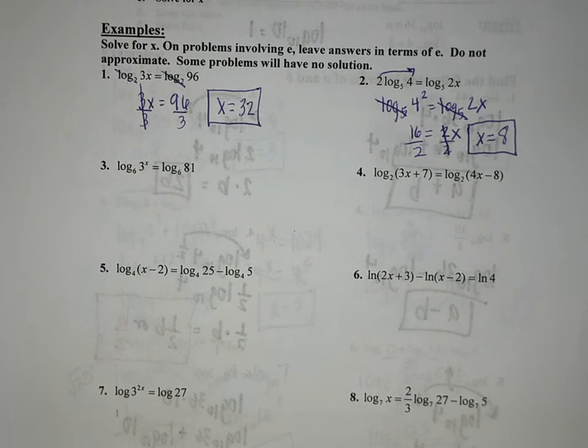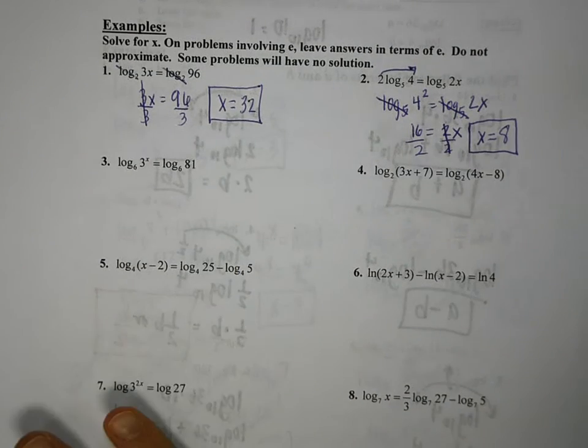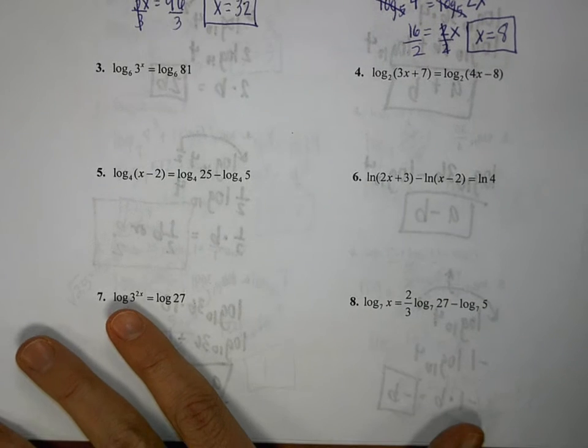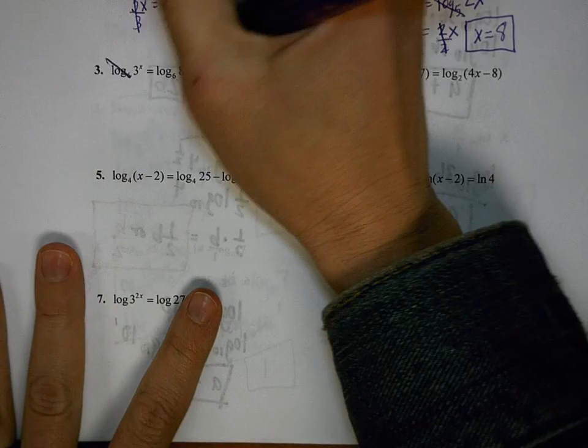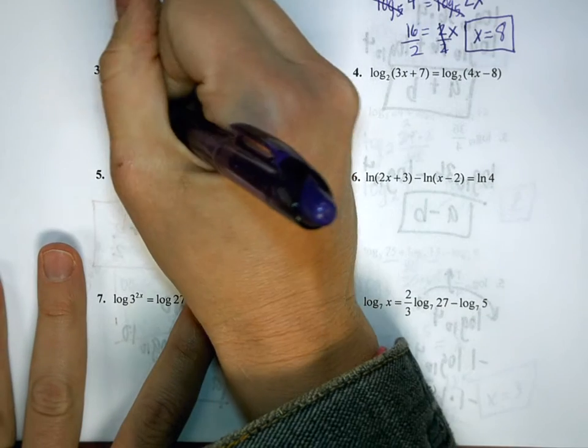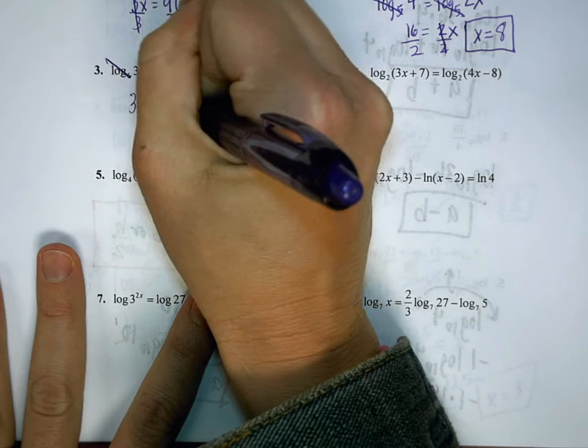Example 3. What is going on with example 3? Is there anything I need to do first? Good. We're just going to drop the log. So we cancel these out. And so I now have 3 to the x power equals 81.